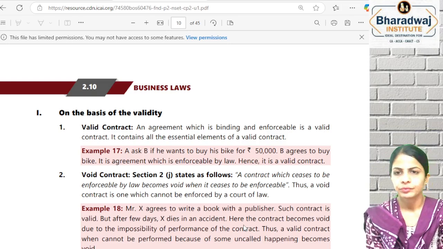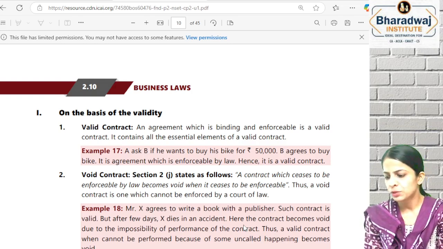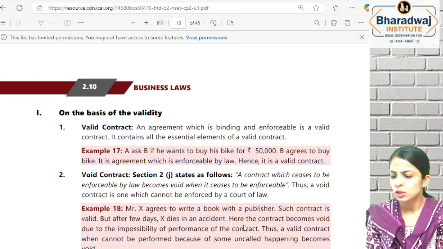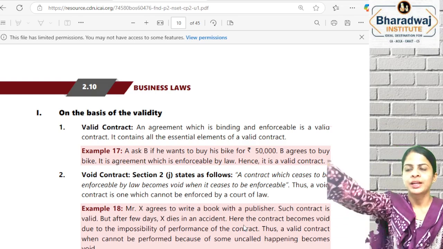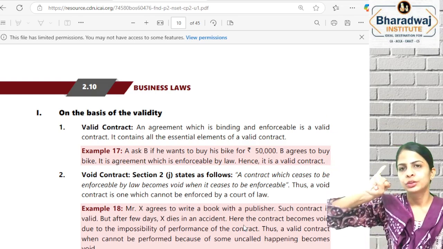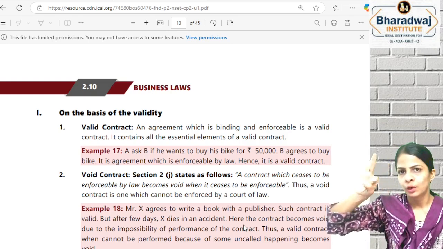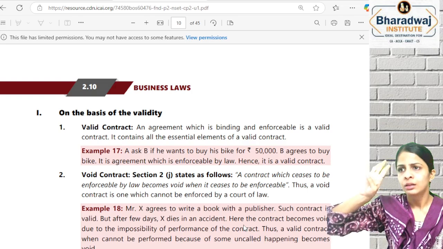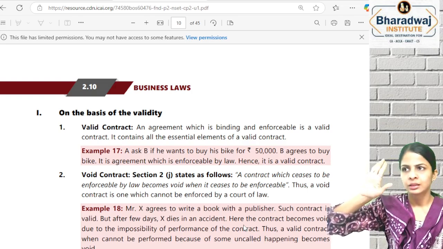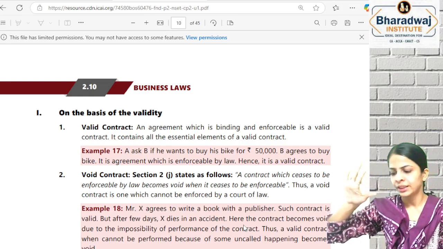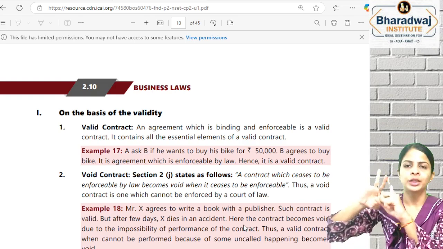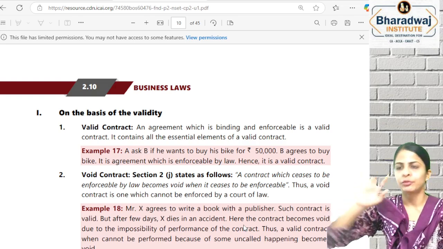Next is types of contract based on validity. There are 5 types of contracts based on validity: valid contract, void contract, voidable, illegal, unenforceable. I repeat: valid, void, voidable, illegal, unenforceable.